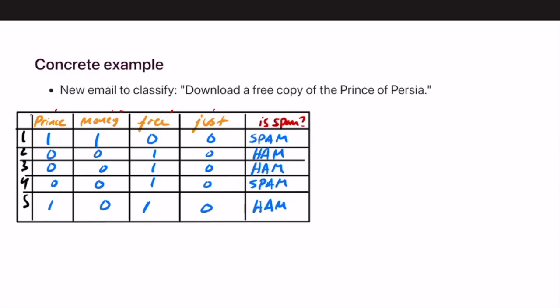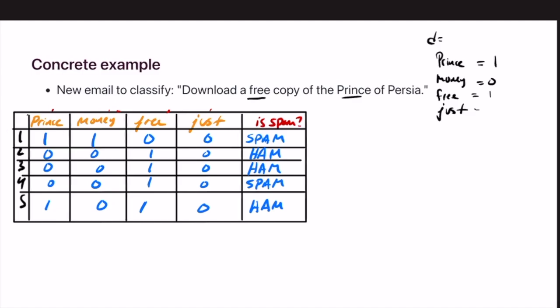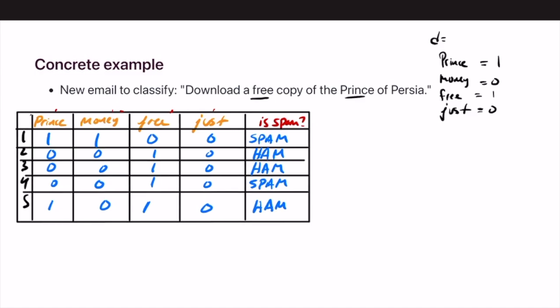And let's remind ourselves again that we have our dictionary of prince, money, free, and just. This is our dictionary. I won't write it like code, it's more confusing. Okay, so let's look at this email. The word prince occurs once, money, nope. Free, yep, and just, nope. So this is a 1010.